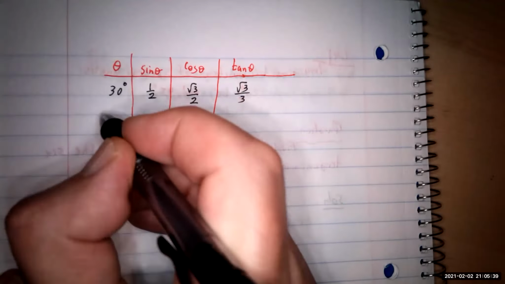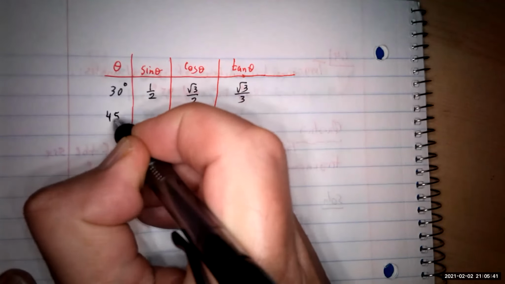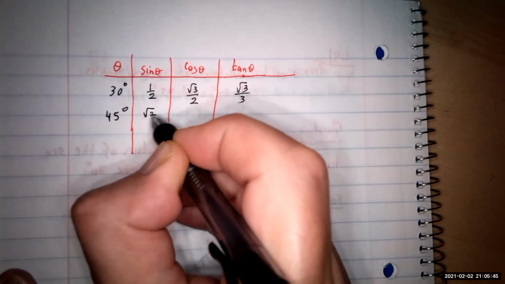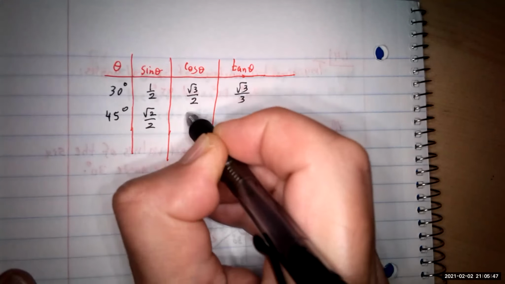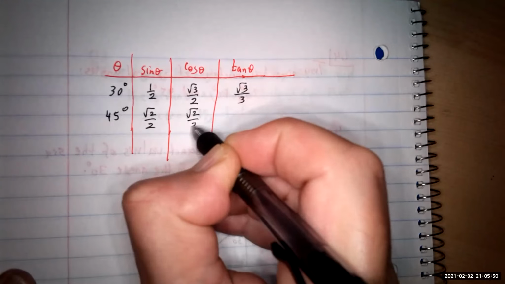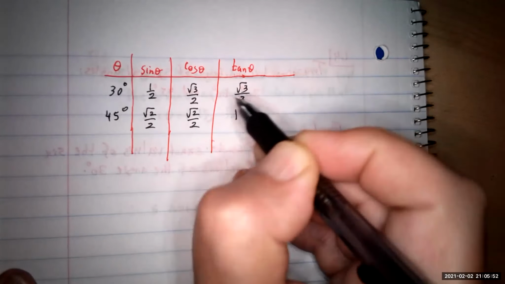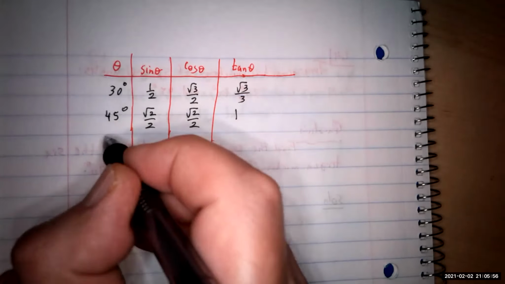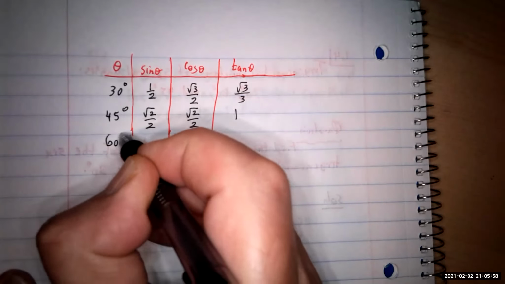For the 45 degrees, very popular, the sine and cosine are radical 2/2. They are the same. And the tangent is 1. Okay, tangent is 1. And for the 60 degrees, it's the other way around.